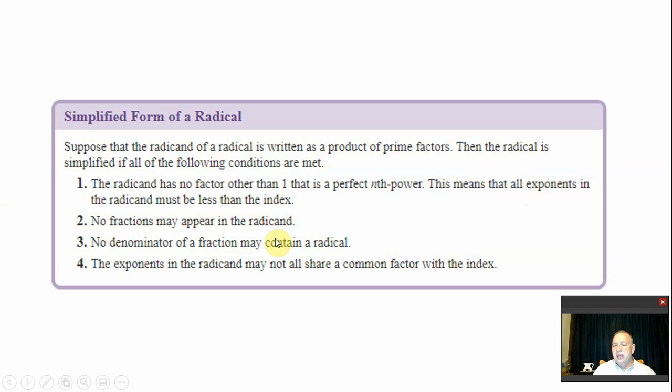I want to be able to rationalize the denominator and get rid of any radical in the bottom, only the radical be up top. No denominator or fraction may contain a radical, that's kind of the same. The exponents in the radicand may not all share a common factor with the index. Okay. If they shared a common factor, I could take that out.